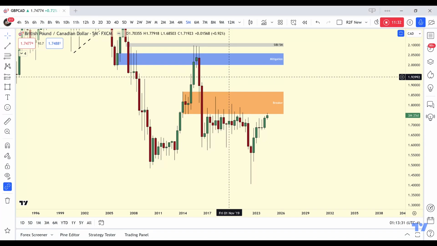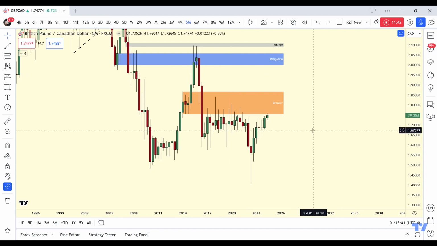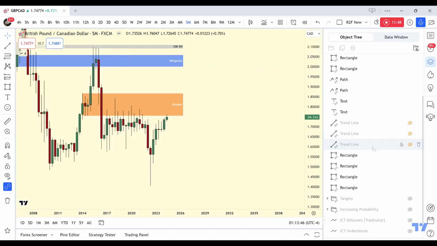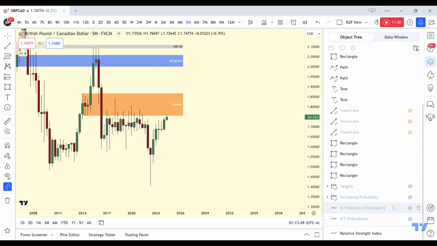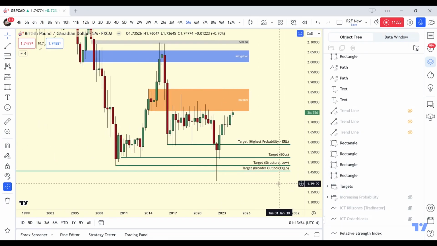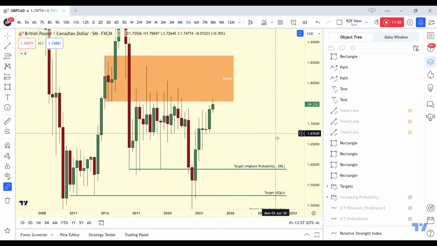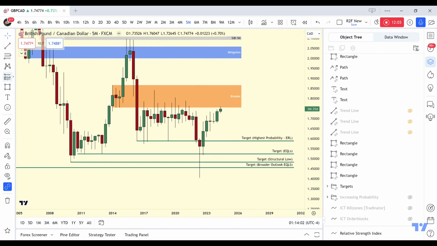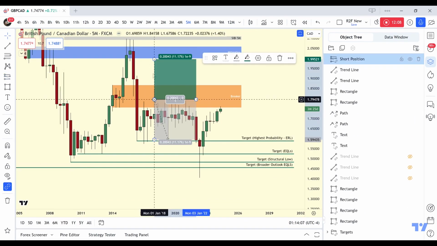This can apply to any PD array, as well as targets and the grading of these targets based on probability, what's most likely to happen. So let me show some things that I was hiding. First of all, targets. Where would I target? The highest probability target of taking a trade inside of a breaker, depending where you take it, let's say, for example, at the midpoint.